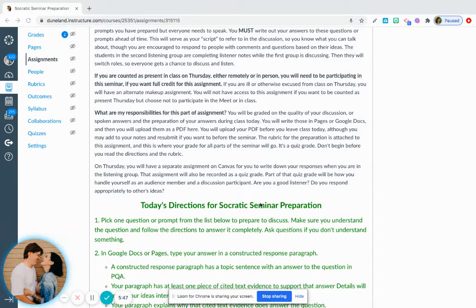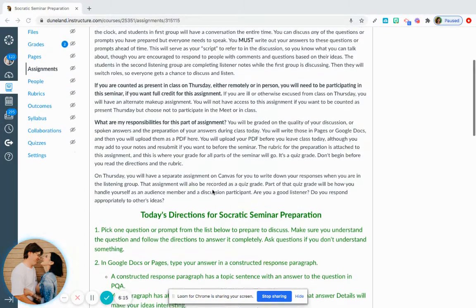So basically, it's a 3-part quiz grade. One, what you say during your speaking time in the discussion. Two, what you write to prepare for the discussion. And three, your notes for when you're a listener. So it's a 3-part quiz grade. Again, that third part will be how you handle yourself as an audience member and a discussion participant. So basically, I'm looking for, are you a good listener? Do you respond appropriately to others' ideas?